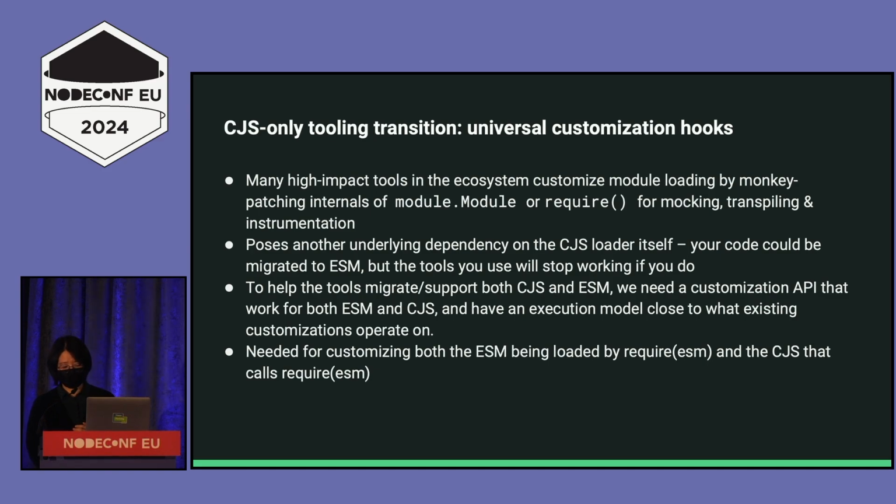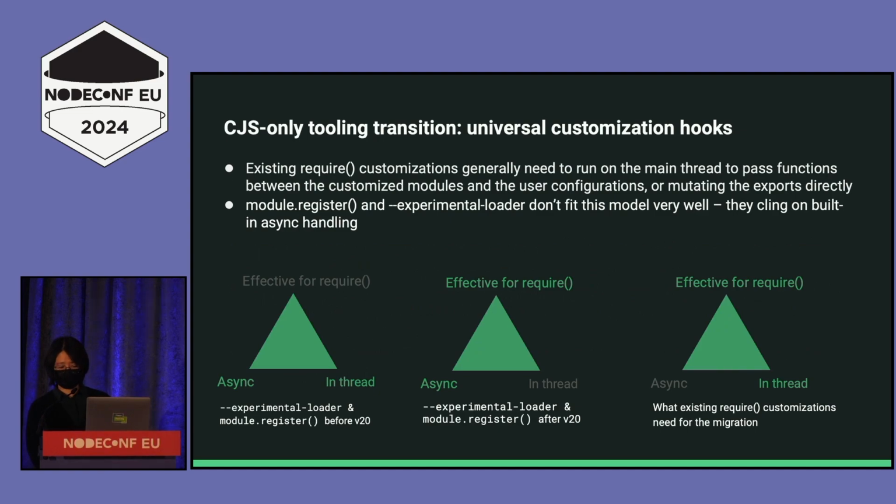In the case of require ESM, this is already needed for customizing both the ESM being required and the CommonJS that is calling require. Now, we do already have module.register, but it has some limitations that can make it difficult for existing tools built on require customization to migrate. There are three aspects of module customization that cannot be satisfied at the same time. For example, before Node 20, module.register and the experimental loader flag would run asynchronously in thread. This means that they will not work on require, which is synchronous.